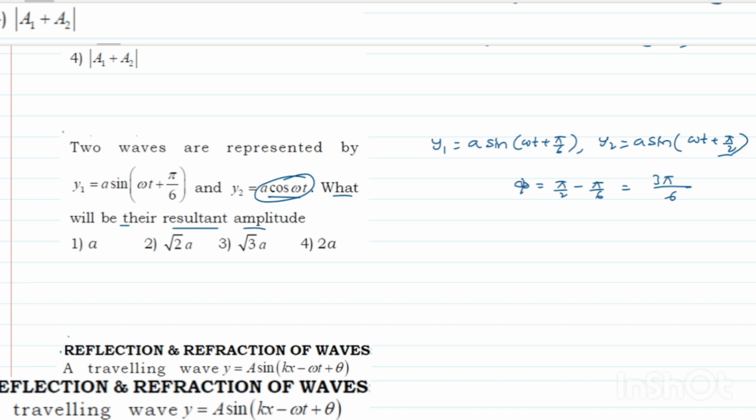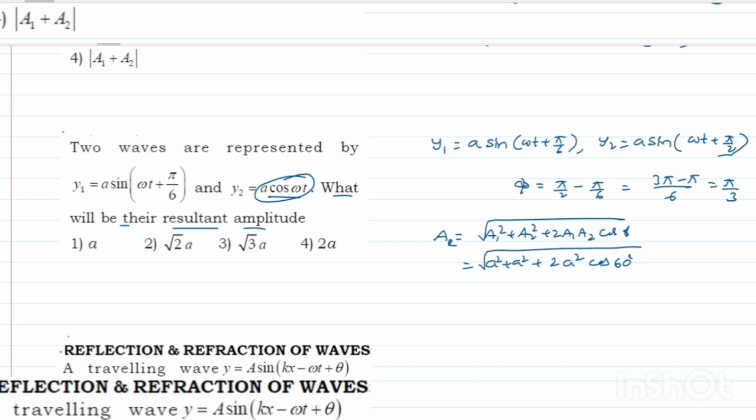So 2π by 3 minus π will be getting as π by 3. Now here you can take the resultant amplitude, students. Here AR will be equal to the square root of a1 square plus a2 square plus 2a1 a2 cos π by 3, which is nothing but a square plus a square plus 2 into a square into cos π by 3, in the sense here we will be getting cos 60.